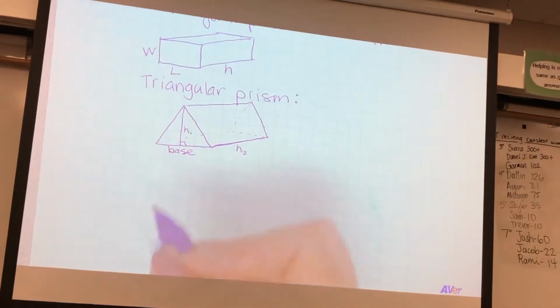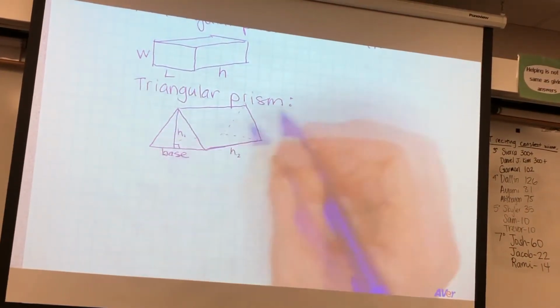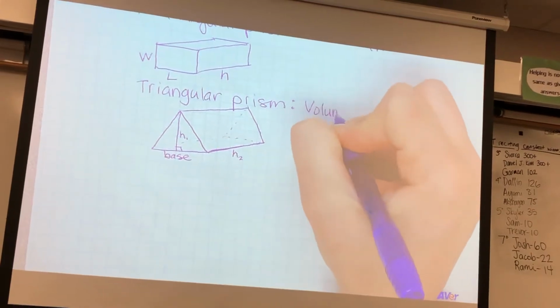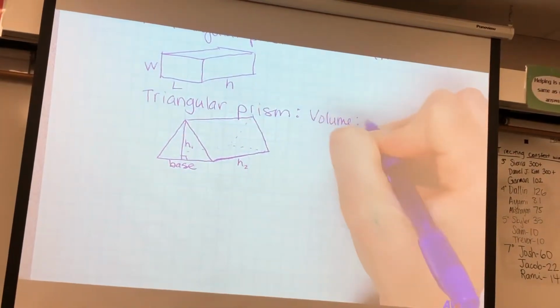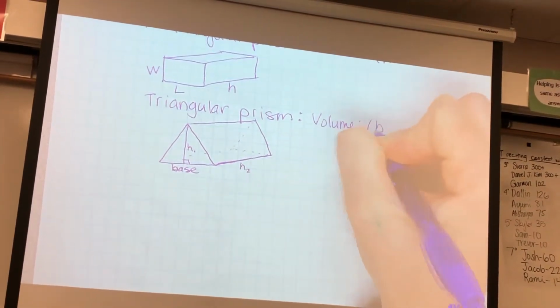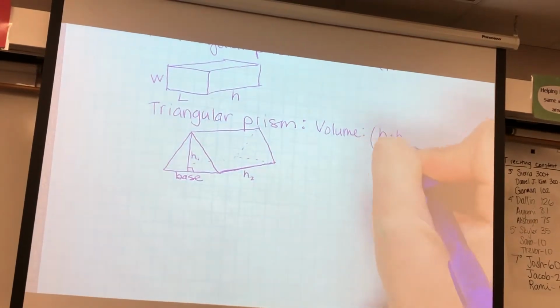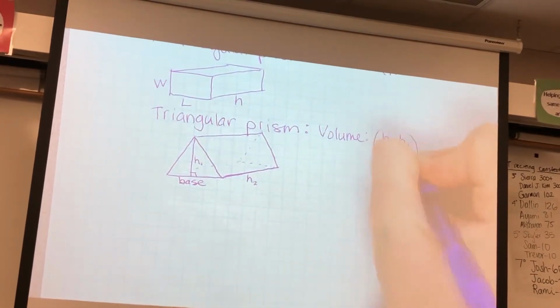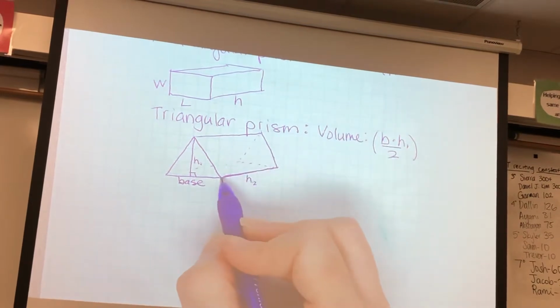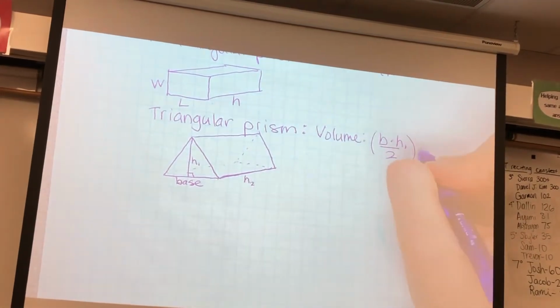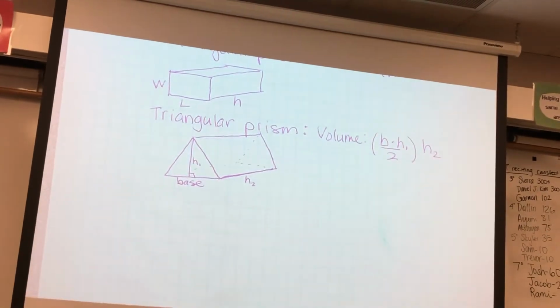So again, that's why I say if you think about what's the area of the bottom shape. The area of the bottom shape is a triangle, which we should all know is the area of the base times the triangle's height divided by 2. And then I'm gonna have to multiply it by the distance between one base to the next. In this case, that would be that secondary height.